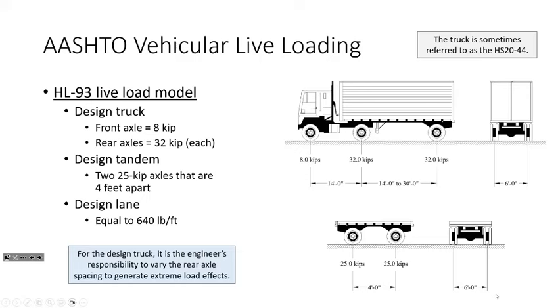Now, I will mention some extra terminology for you. Remember, if this axle is 8 kips, then the wheel is 4 kips. So this wheel is 4 kips, this wheel is 16 kips. 4 plus 16 is 20, right? Sometimes you will hear engineers refer to this truck as the HS-20-44. The HS-20, the 20 stands for the fact that the first two wheels add up to 20. 4 kips plus 16 kips is 20 kips. And 44 stands for the fact that this truck is an older model. This was developed in 1944.